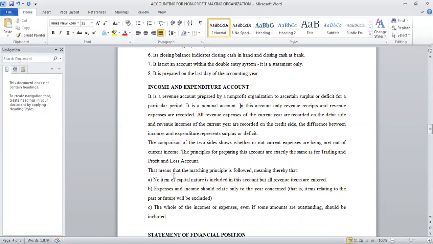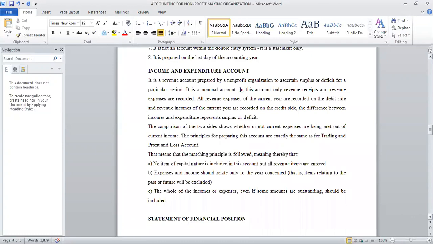And you will find that this particular account is going to give us a figure which we are going to add to accumulated fund. Remember, we said accumulated fund is the name that we normally use instead of capital when it comes to the non-profit making organization. If it's a surplus, we shall add it to the accumulated fund. If it's a deficit, we shall subtract from the accumulated fund.